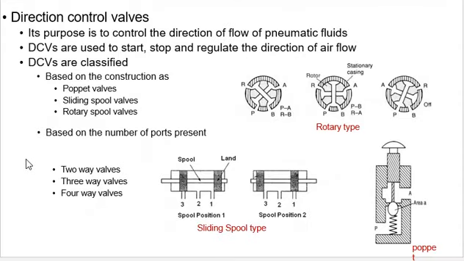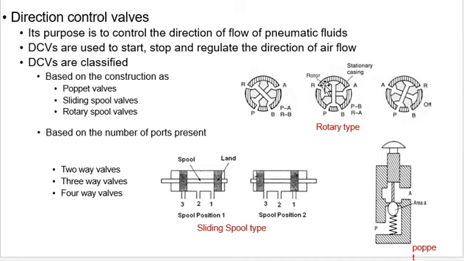Then the next component is the direction control valve. There are various types of control valves. The purpose of the DCV is to direct the air and the flow of pneumatic fluids. DCVs are used to start and stop and regulate the direction of the air flow. Here is a rotary type of valve. In this valve, P is open to B and all the other ports are closed.